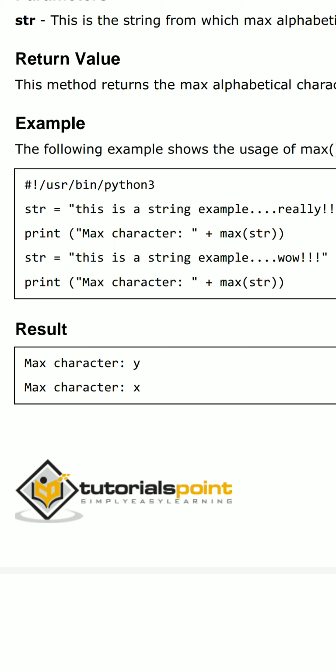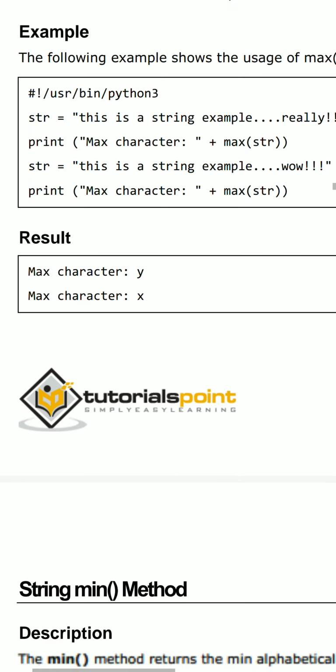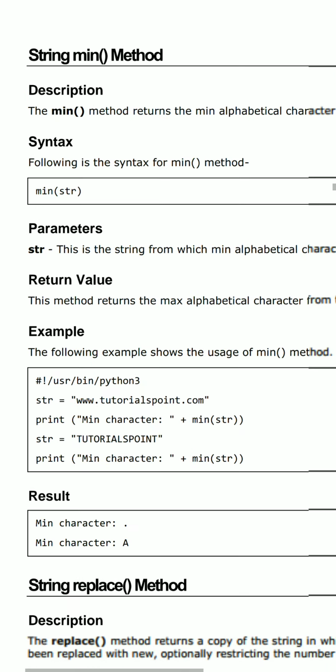That means, which string character has the maximum value? That is the y, which comes after w, x, y, z. So it has the maximum value. That's why it prints the y character. And coming to the second example, there is no y here, so there is an x. In the example, w, x, x is at the end of the alphabetical order, that's why it is printed here as the maximum character. So it prints the maximum value onto the output screen.